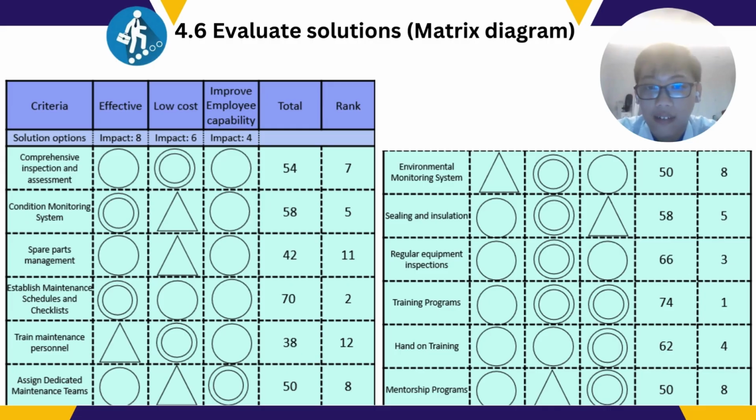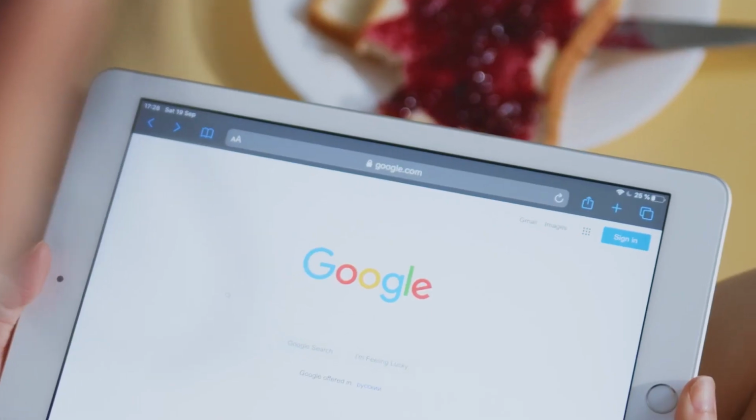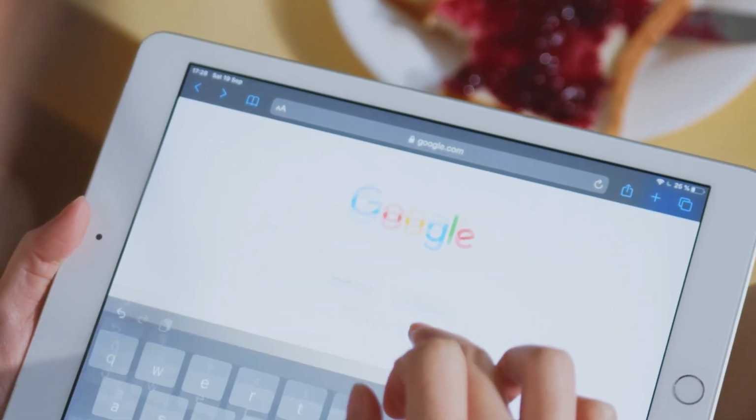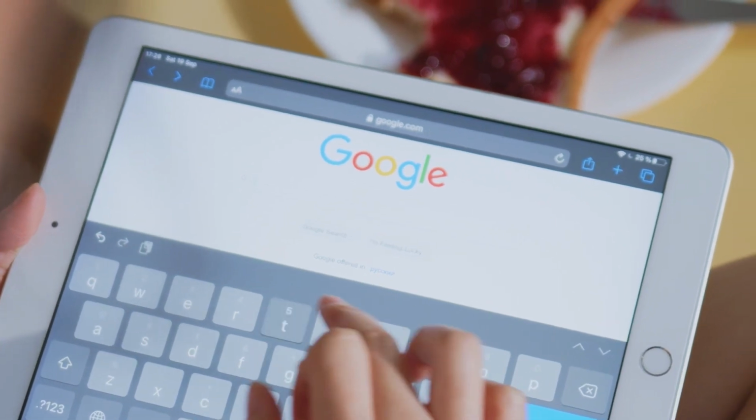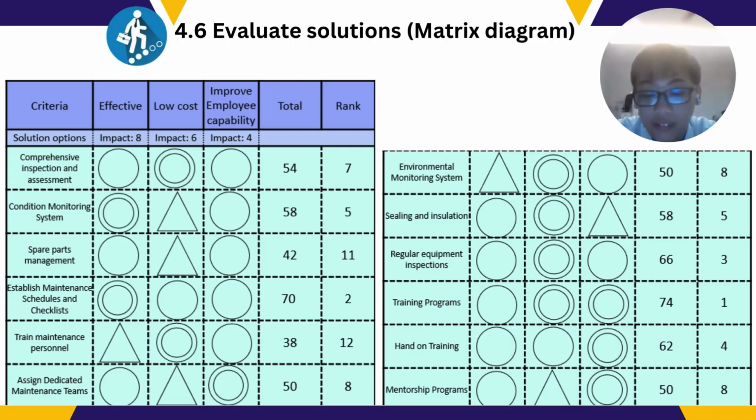Now we talk about the evaluation of solutions. Based on the matrix diagram, we must select evaluation scenarios. The scenarios include effectiveness, low cost, and improved employee capability. The goal is to ensure that the solution is successful. Since it is an effective solution, it may impact the overall efficiency of the manufacturing process.